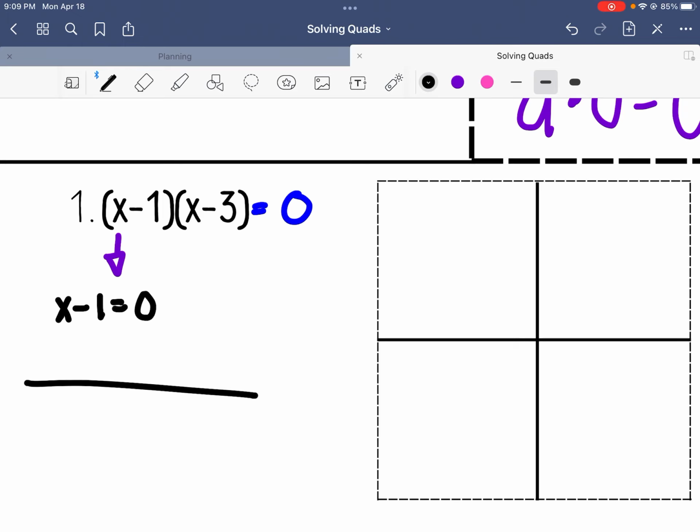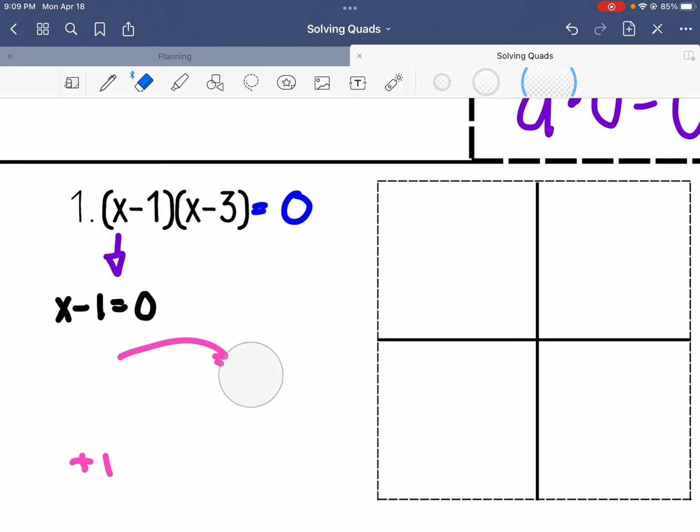There's two ways to think about this. You can either say I'm on a number line and I'm at -1 and I want to get to 0. What do I do to get from -1 to 0? Well, you're going to have to do a +1. So you could say my answer is +1.